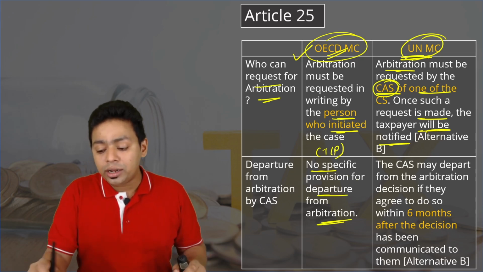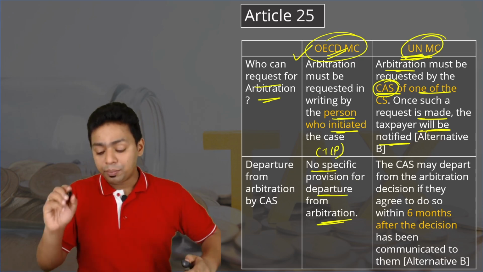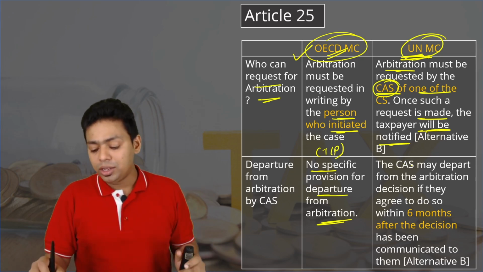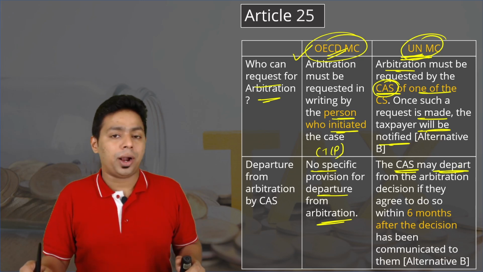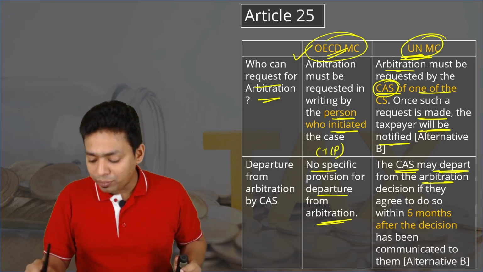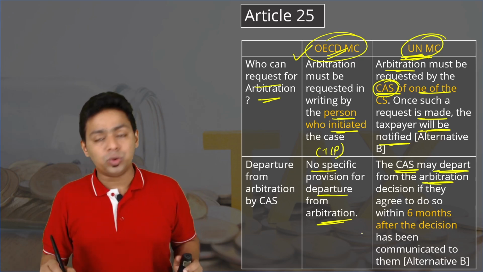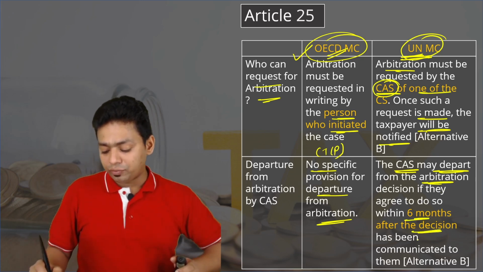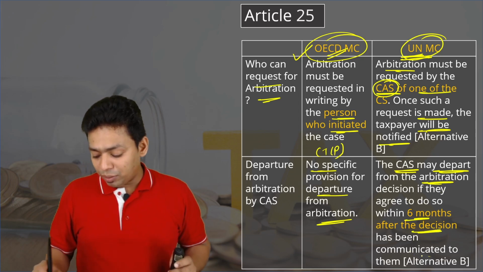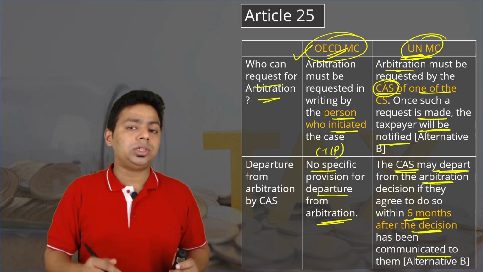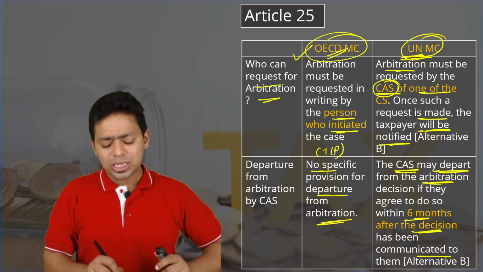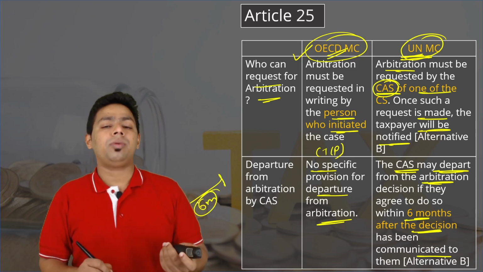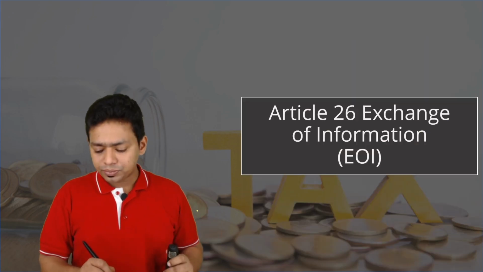But the United Nations model has a provision, but that relief is time bound, and it is given to the government. The competent authorities may deviate from the arbitration decision if they agree to do so, but that is time bound, within 6 months after the decision has been communicated to them. So once they know the decision and if they do not agree with it, within 6 months from the date of decision, they can depart and bring a new solution to the problem.